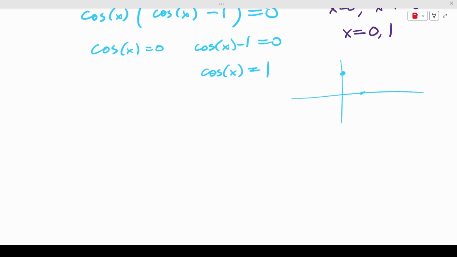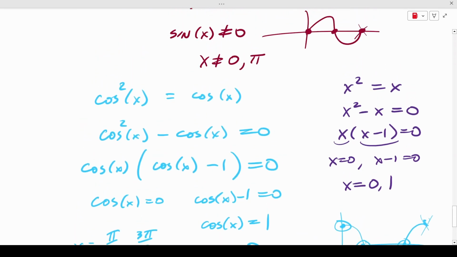Cosine starts high, crosses here, goes low, crosses here, comes back up here. It looks like that. And so for what x's is cosine of x 0? Well, here and here. That's pi over 2 and 3 pi over 2. For what values of x is cos x 1? Here and here, but again, this is not part of our domain. So the only solution from this part here is x equals 0.